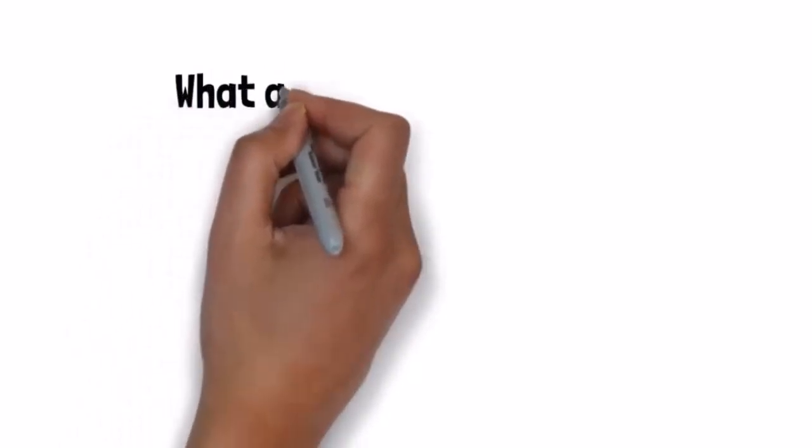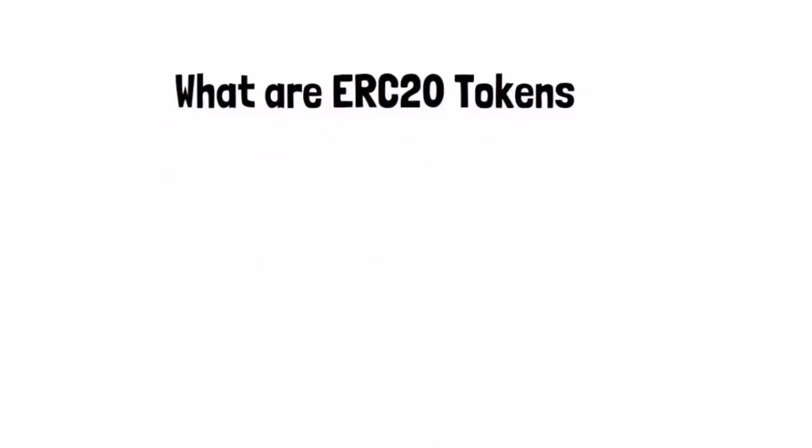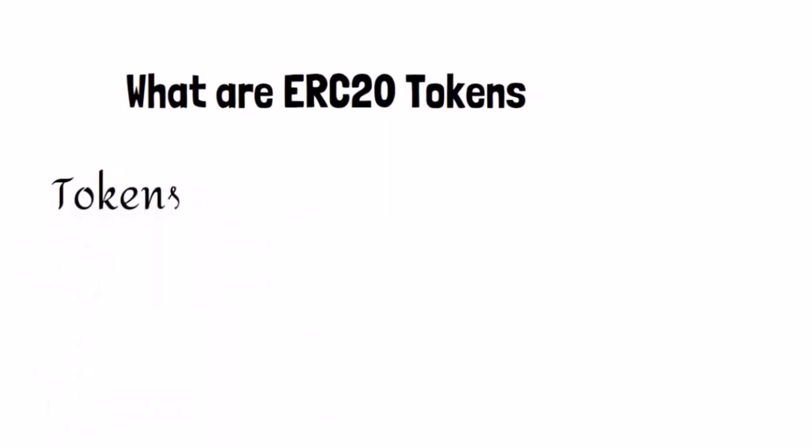What are ERC-20 tokens? In this video, we will see in detail what ERC-20 tokens are. To understand this, we can start with the name ERC token. What do tokens mean? In the context of blockchain-based applications, tokens are like cryptocurrencies or coins that help us represent a digital asset. However, there is a difference between cryptocurrencies and tokens.